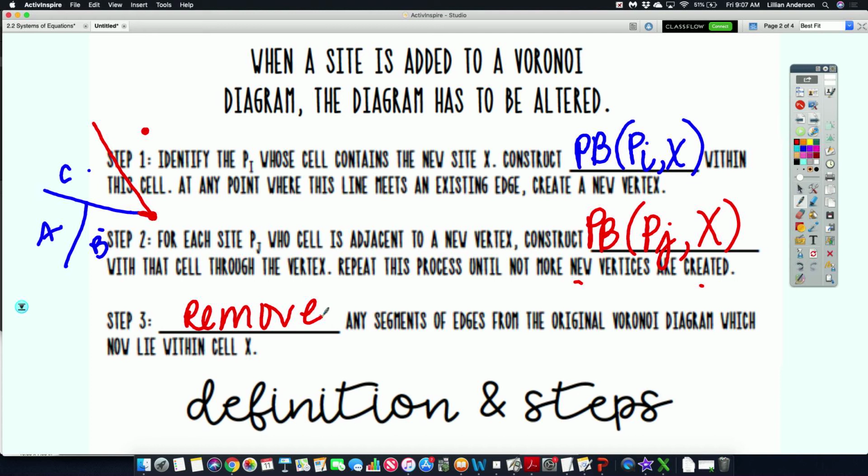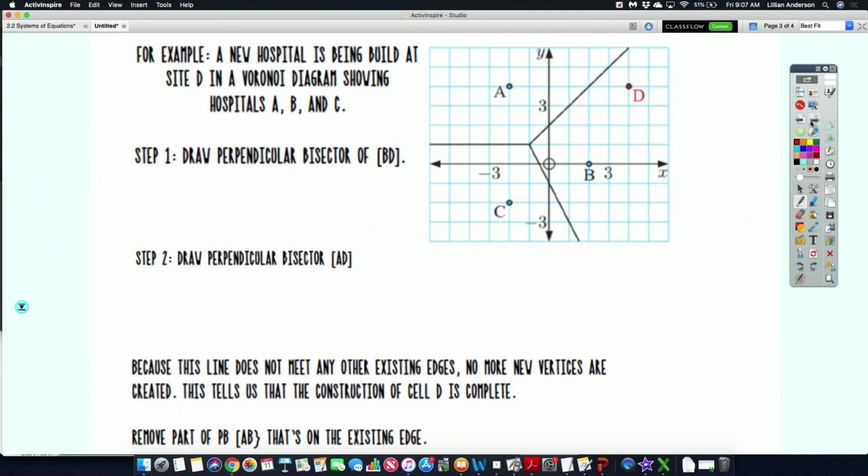3 steps. Step 2 can be repeated multiple times. Let's look at an example. Here's an example of a Voronoi diagram that represents hospitals. A new hospital is being built at site D in the Voronoi diagram, showing the hospitals that already exist, which are A, B, and C. Okay? Now, for this particular one, I've already added in the respective steps. But the second example, I don't have those steps in of exactly what perpendicular bisectors you need to draw in.